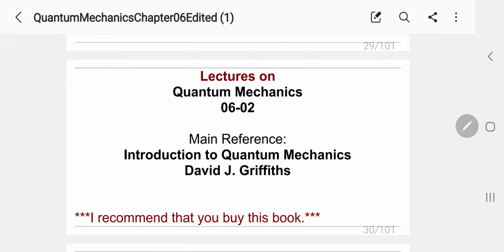And again, our main reference for this lecture is Introduction to Quantum Mechanics by David J. Griffiths. And this book is recommended for you.